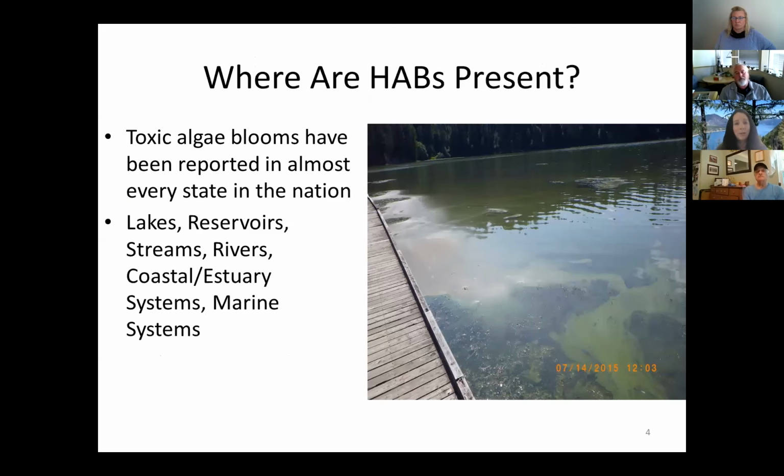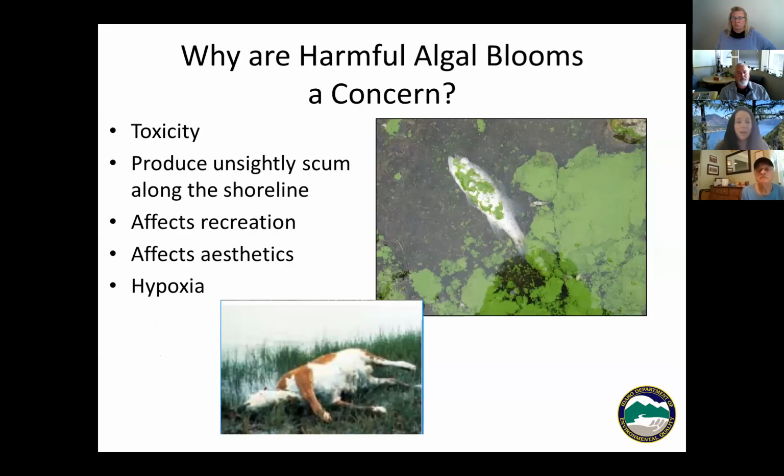So where are they present? Toxic algae blooms have been reported in almost every state in the nation and in every type of water body: lakes, rivers, streams, coastal, estuary and marine systems. And why are they a concern? Well, most prevalent, like what we said, a HAB or harmful algal bloom has the ability to produce toxins.